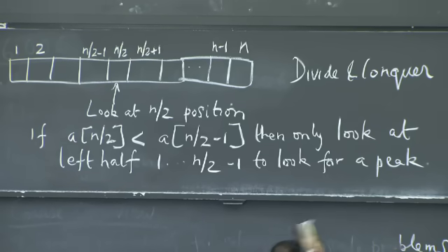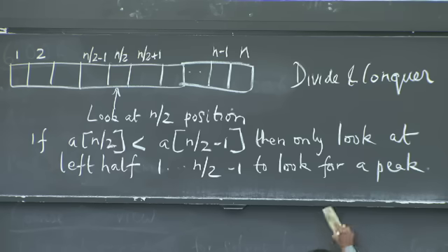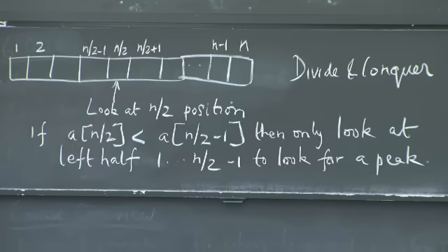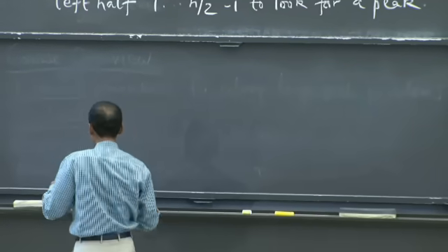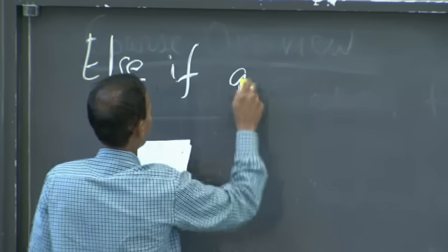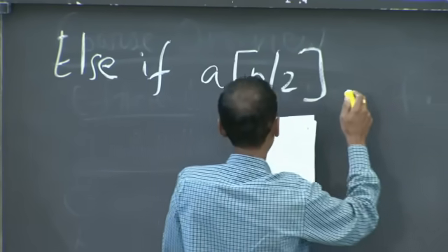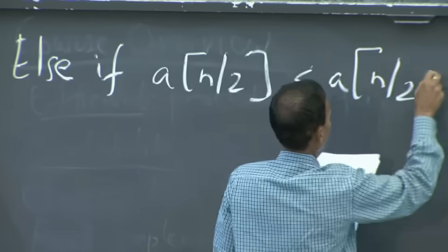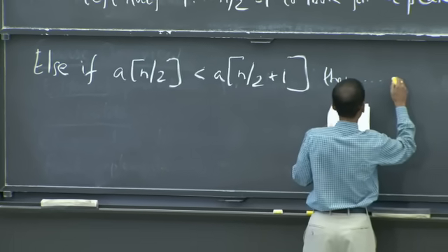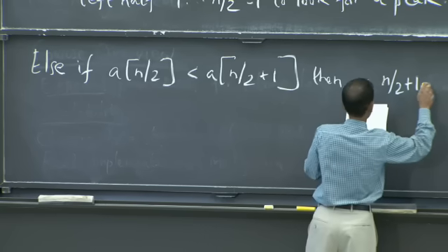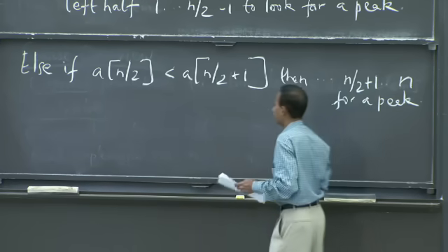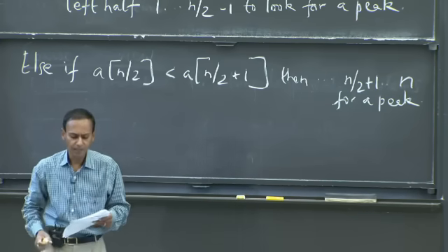And so what I've done is, through that one step, if in fact you have that condition a[n/2] is less than a[n/2 minus 1], then you move to your left and you work on one half of the problem. But if that's not the case, then if a[n/2] is less than a[n/2 plus 1], then only look at n/2 plus 1 through n for a peak. I haven't bothered writing out all the words, they're exactly the same as the left-hand side. You just look to the right-hand side.